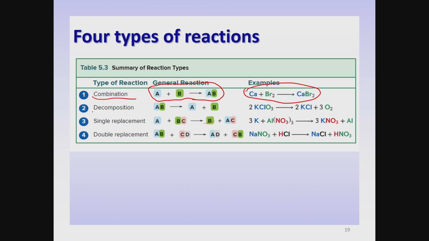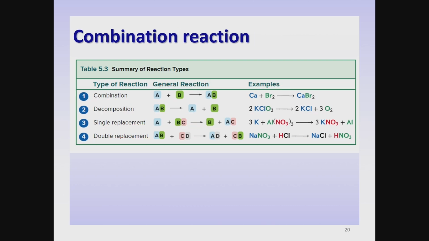Next, we'll talk about the decomposition reaction, and you can see what follows is the generic description, and then we have an example reaction here. Another type is called a single replacement reaction. Here is the generic description of that, and here is an example of that. And then finally, we have a double replacement reaction. Here is the generic description of that, and here is an example of that. But first, let's go into the combination reaction.